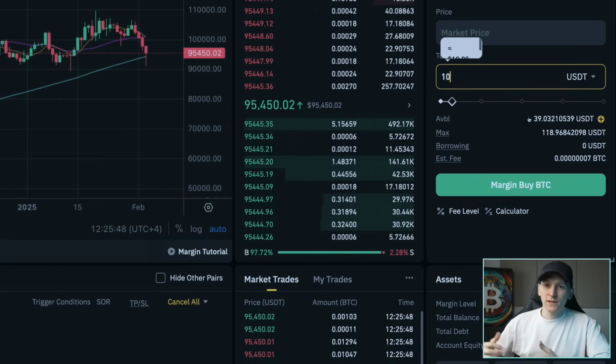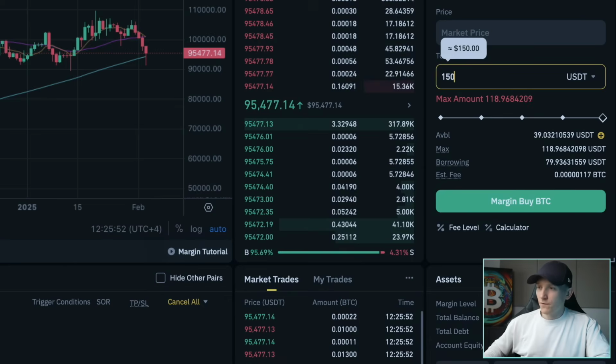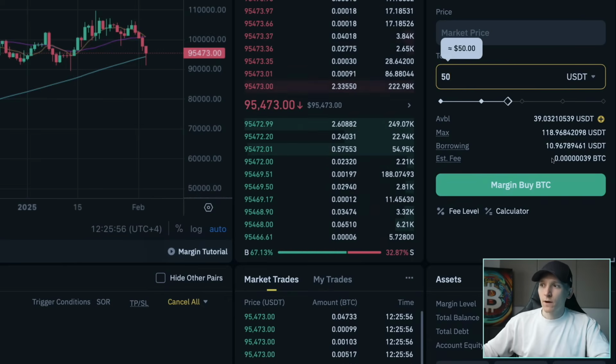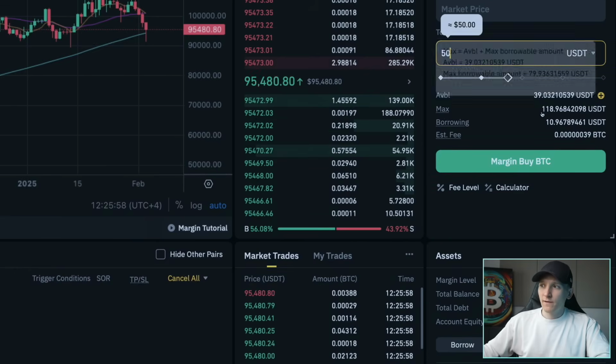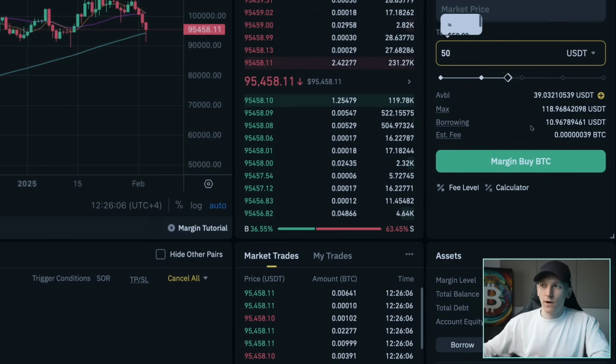So if you've got cash in your account, it's not going to borrow money for you automatically. So let's go ahead and put $50 in, and you can see that the amount I borrow will come up. So I've got $40 available. This is the max I can trade with. And of course, if I've got $40 in my account with a $50 trade, I'm going to be borrowing about $10. And so that's automatically going to borrow for me.